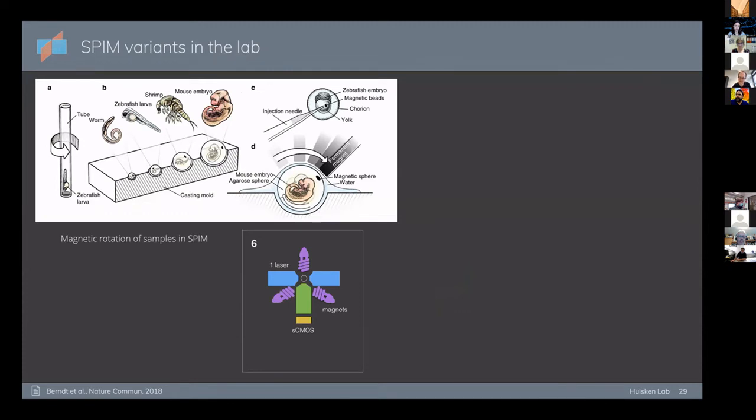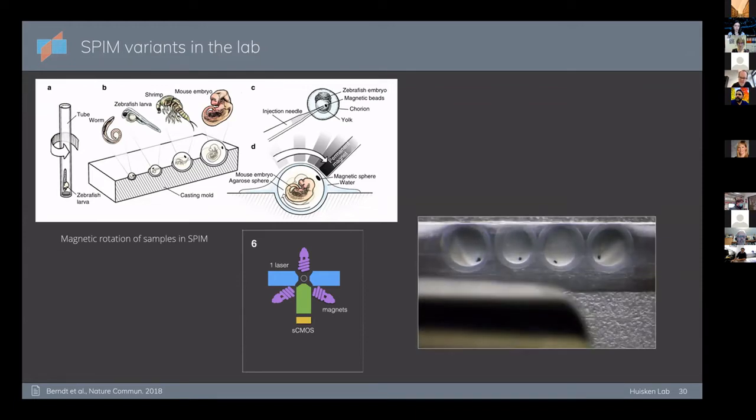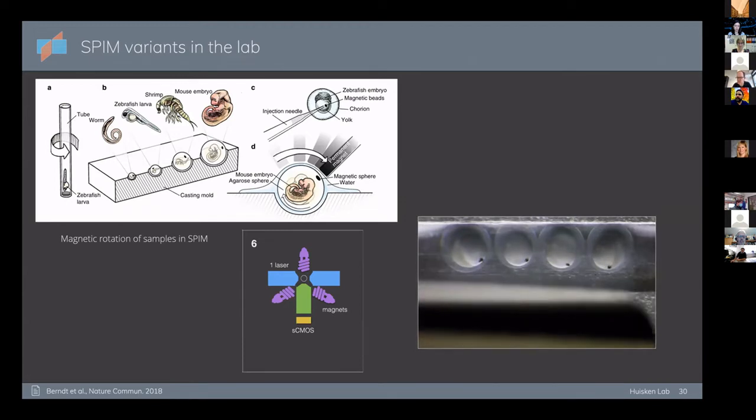In this case, again, we use a regular T-SPIM, but in addition here, we are using an array of electromagnets. And the reason why we use these electromagnets is that we developed a technique that allows us to inject magnetic beads into embryos, or sometimes even just into the yolk cell of a zebrafish embryo. Because once you've done this, you can use, in this case, like a permanent magnet to rotate these specimens.